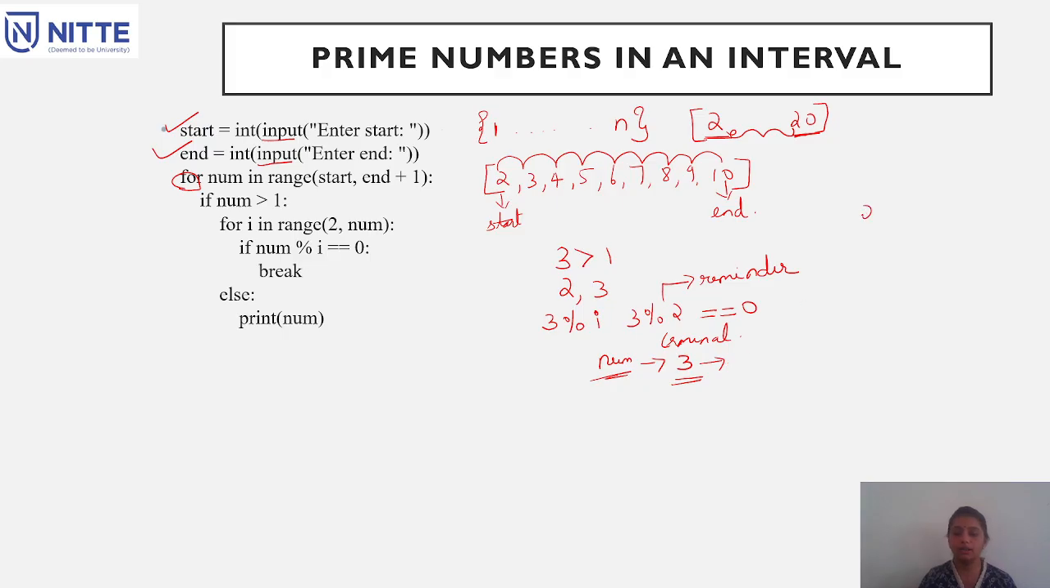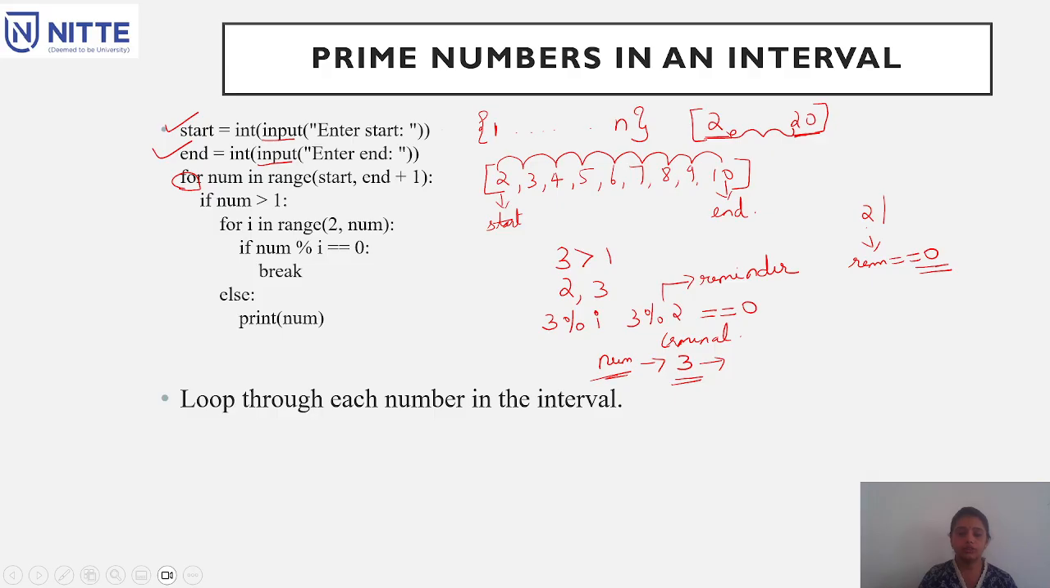Any number, if it is divided by 2 and if the remainder is equal to 0, that means it's an even number. It is divisible by 2. That is why we have the other condition that the remainder should not be equal to 0. Only then will that particular number get printed.